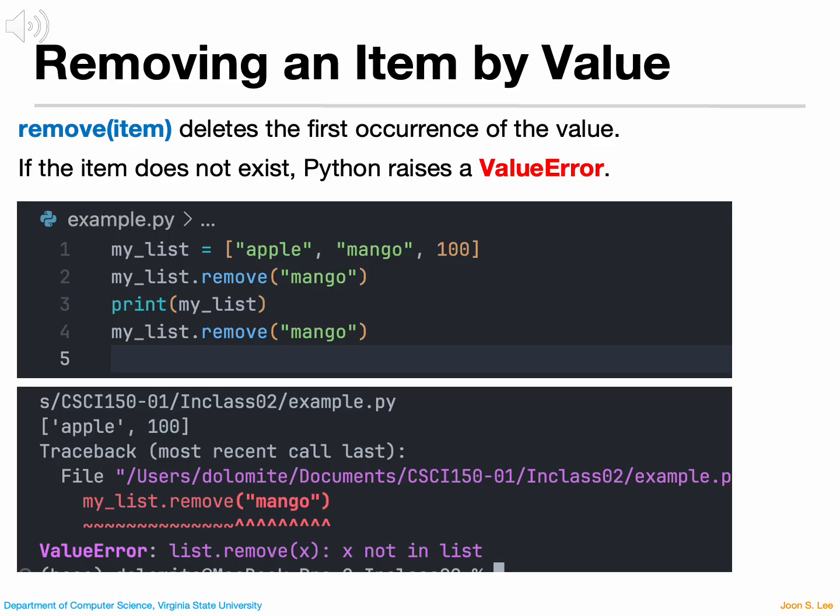Look at the next line. We call my_list.remove mango again. Now Python will look for mango one more time, but it's not there anymore. When that happens, Python raises an error, specifically a ValueError, because it can't remove something that doesn't exist in the list. So the key points to remember are, remove deletes by value, not by index. It only removes the first occurrence of that value. And if that value isn't found, Python throws a ValueError.